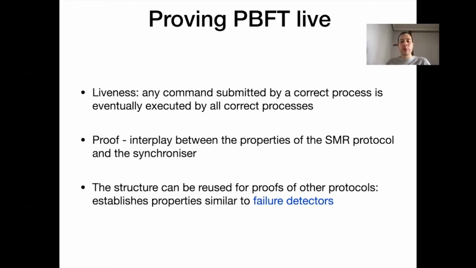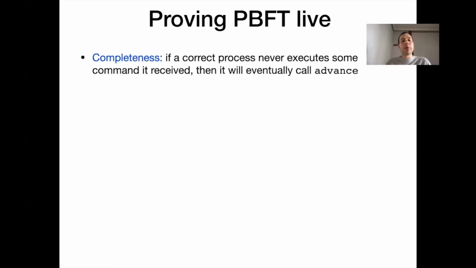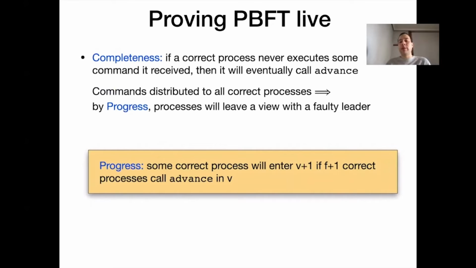We think that the structure of this proof can be reused for proofs of other protocols because it establishes properties similar to those of failure detectors. The first such property is analogous to the completeness property of failure detectors. It says that if a correct process never executes some command it received, then eventually it will call advance. And this is ensured by all these mechanisms of timers that I've just shown you in PBFT. Now, commands are also distributed to all correct processes in PBFT. And so this means that if some command is not being executed, then all processes will complain. And by progress, that means they will switch a view. And so this gives you the ability to leave a view with a faulty leader.